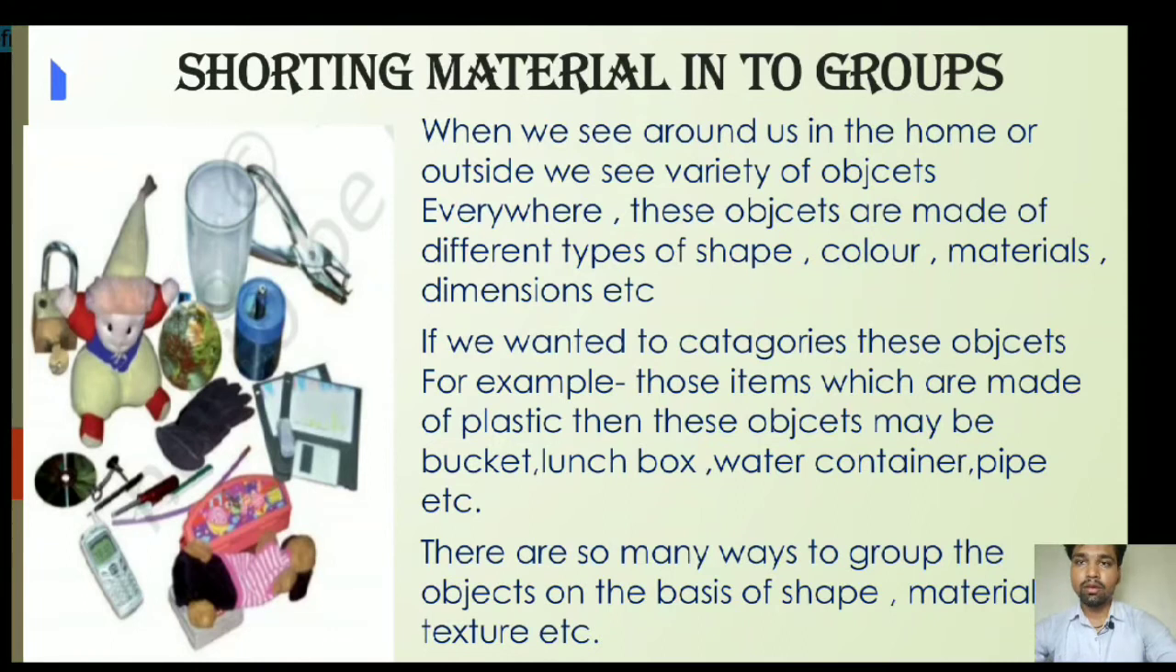Friends, these objects are made of various types of components, shape, color, material, dimension, etc. For example, if we have to categorize those objects which are made of wood, then we will only collect and group those objects which are made of wood. For example, chair, table, bed, etc.